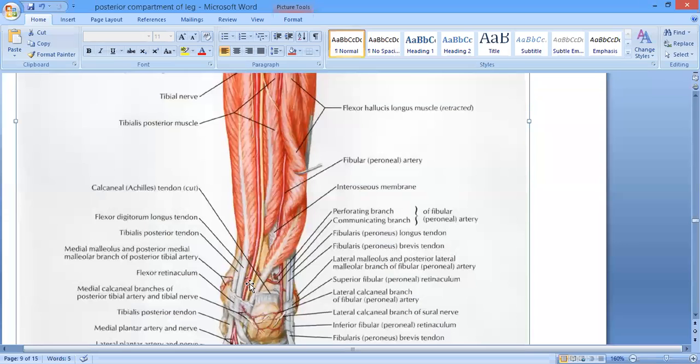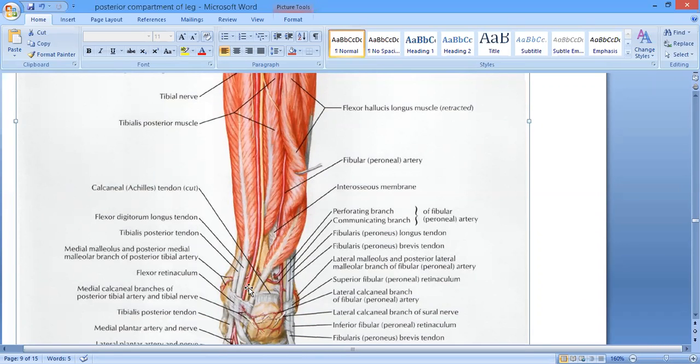It is running between the two tendons. You can see this one, the flexor digitorum longus and flexor hallucis longus. So when it passes behind the medial malleolus under the flexor retinaculum, it is lying between the two tendons. Medially, there is the flexor digitorum longus, and laterally is the flexor hallucis longus. Okay, no problem? And with the nerve, it is lying medial to the tibial nerve, right?